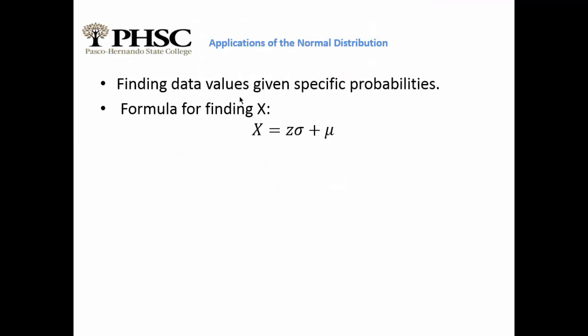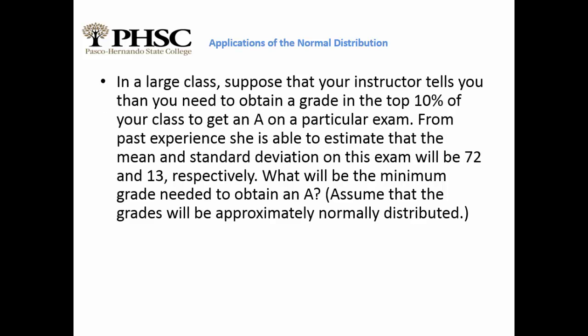All right, so let's go back here. The next thing is finding data values giving specific probabilities. So the formula for finding X. If you know what the Z-score is, if you know what sigma is, if you know what mu is, you can actually find the specific X.